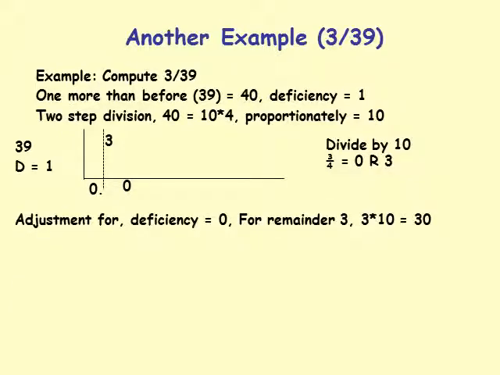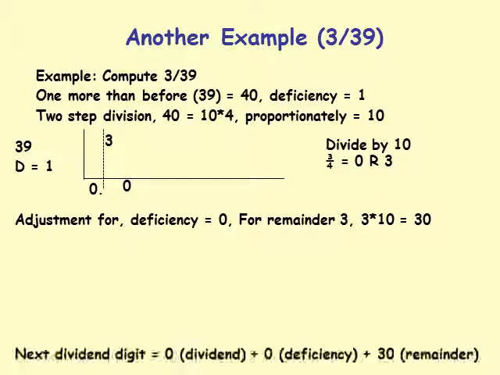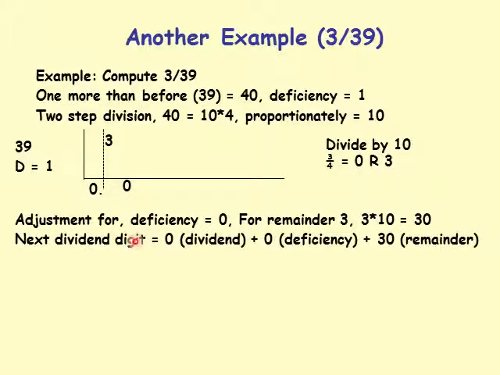Let's continue here. Adjustments: because the quotient is 0, 0 times 1 is 0. For the remainder 3 and proportionality 10, 3 times 10 is 30. So the next dividend position value is 0 from the dividend, nothing in the dividend row here, 0 from deficiency, which we just computed, plus 30 from the remainder. So it is 30. This is how we show 30 here. So the next dividend position is 30.